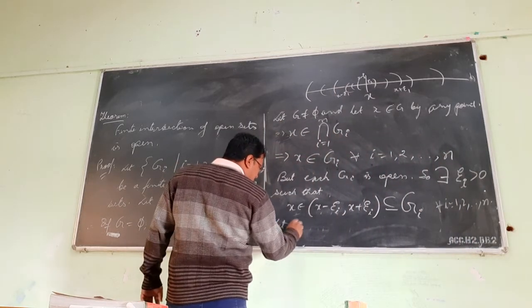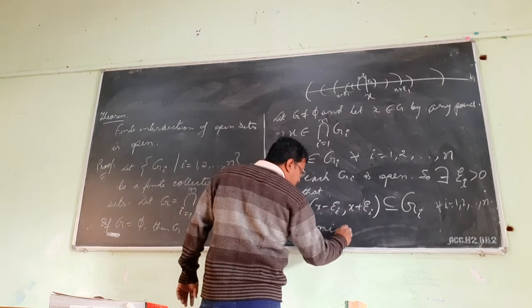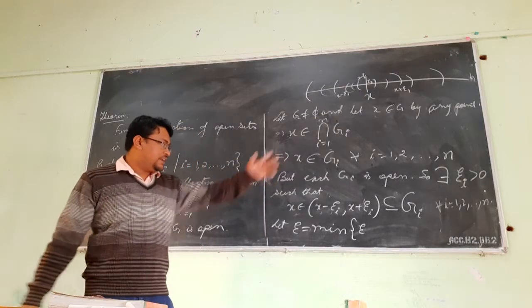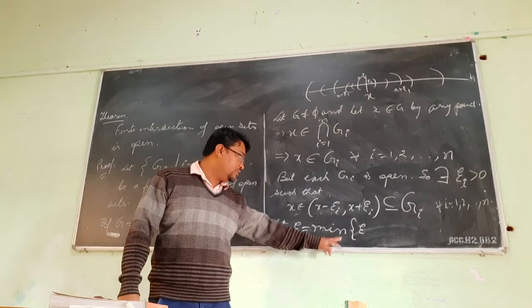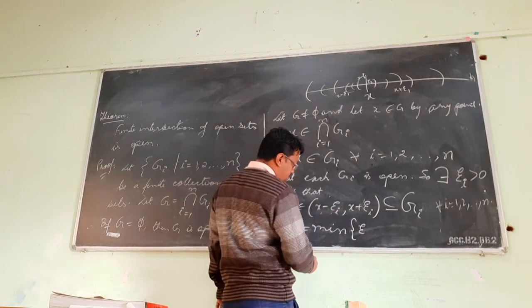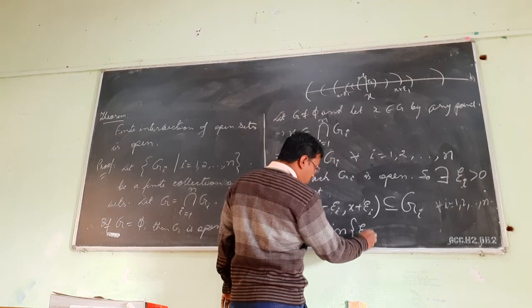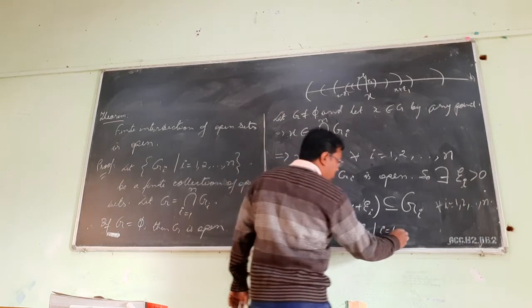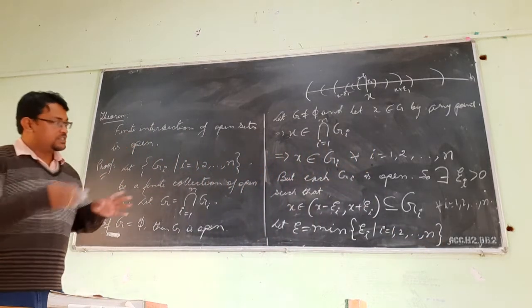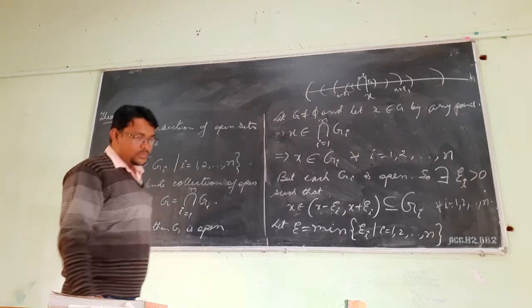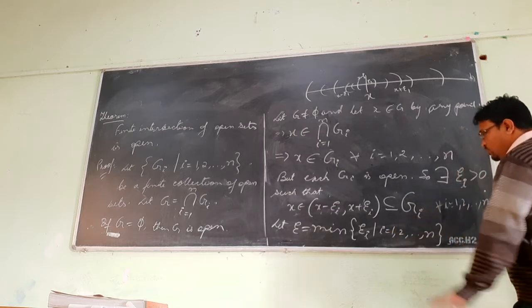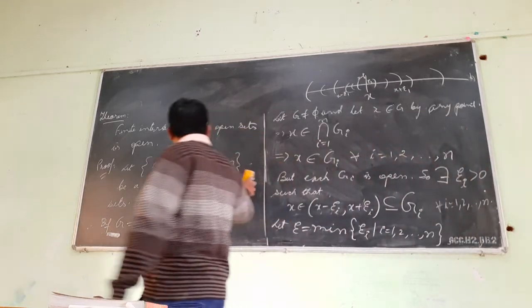So let epsilon equal to minimum of epsilon I. Since this is a finite collection, I can talk about minimum. If it is an infinite collection, I cannot talk about minimum, I talk about infimum. In that case, infimum may not exist. Since it is a finite collection, infimum will exist always. So there are finitely many numbers, and we choose the smallest number out of this. So let epsilon equal to minimum of epsilon I such that I goes from 1 up to n. Then we can write.